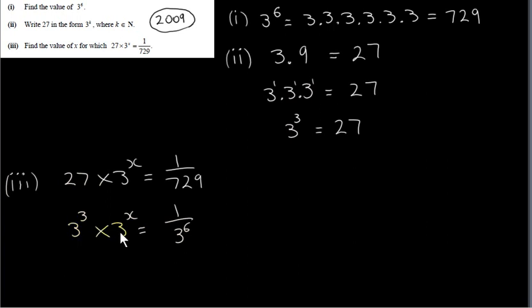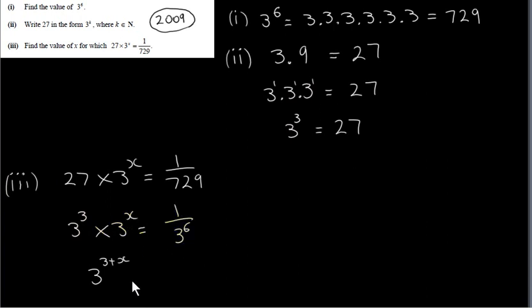Now, when we multiply these two together, we can gather them into one single term because the base numbers are the same. So we get 3 to the power of 3 plus x. We add the powers. Okay, so that rule was covered in the previous video. For multiplying two terms that have the same base, we just add the powers. So we take 3 and add on x.